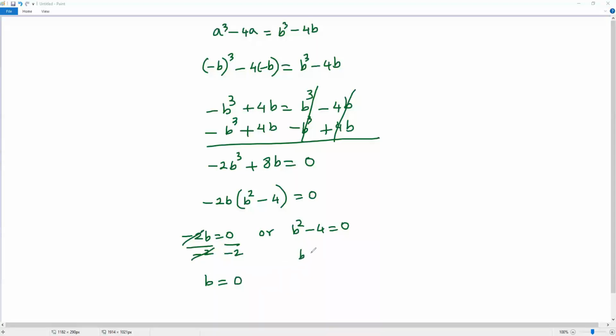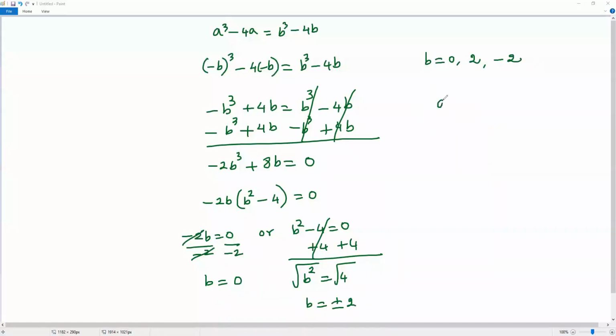And I'm adding 4 to both sides over here. So negative 4 and positive 4 will cancel. I get b square is equal to 4. I'm taking square root on both sides. So I get b is equal to positive or negative 2. The square root of 4 is 2. So I'm getting three values for b: b is equal to 0, b is equal to 2, and b is equal to negative 2.